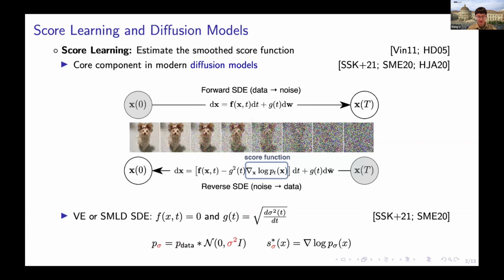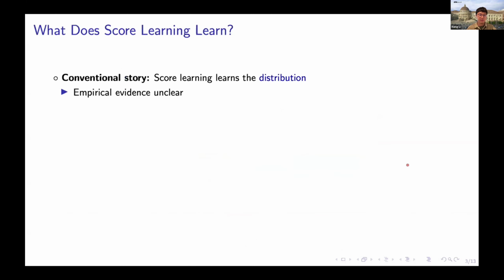When t goes to zero in the reverse process, diffusion models are trying to generate realistic images, like images sampled from p data. So we're going to analyze the error between the true score and the learned score and see, as sigma goes to zero, also t goes to zero, what distribution the diffusion model will recover. A conventional story is that people expect diffusion models or score learning to learn the target distribution, that is p data. However, the empirical evidence is very unclear because it is very hard in general to verify whether you actually recovered your target distribution.